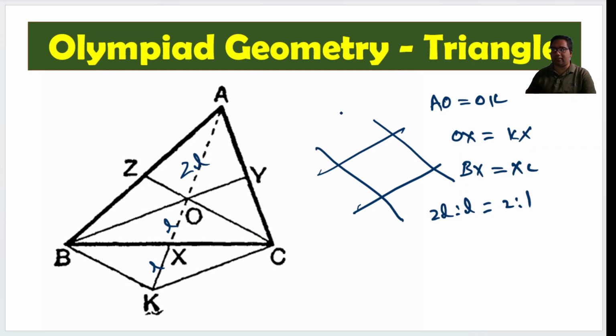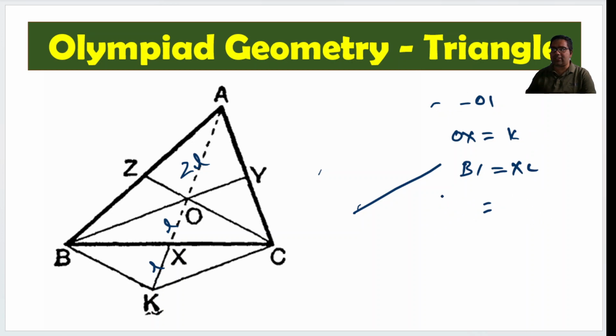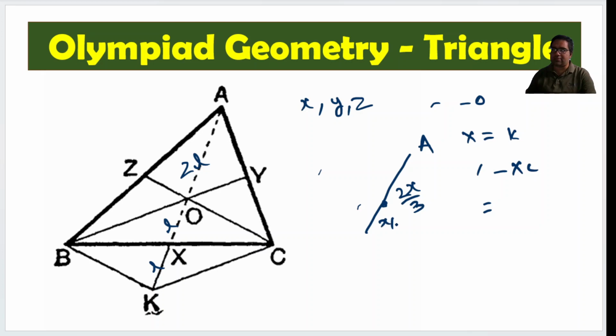Let's use the same parallelogram. So given the lengths of three medians, let us first take one median. Let's say the medians are x, y, z. Let us take the first median only, starting from A, and draw it. This length is x, and we divide it in the ratio 2x by 3 and x by 3. AO is 2x by 3, OX is x by 3. So far, so good.